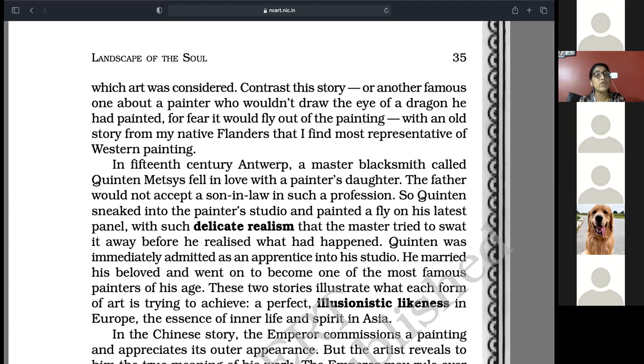It is transferred epithet. Delicate is the adjective and realism is noun. That the master tried to swat it away before he realized what had happened. Now swat it away मतलब उसको भगाने की कोशिश कर रहा था. बाद में उसे समझ आया that the fly was actually a painting, it was not real.